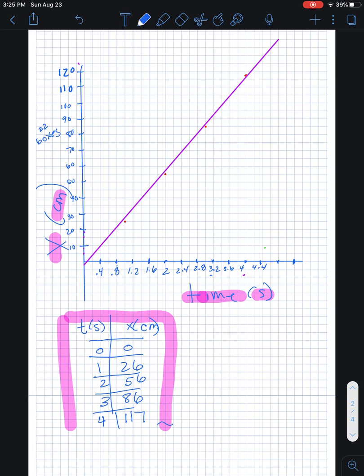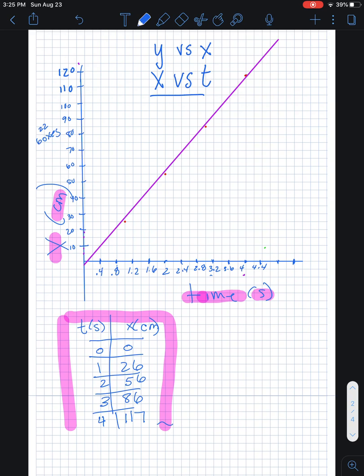We don't want that. And so your title is always going to be whatever's on your y-axis versus whatever's on your x-axis. So it's a little confusing that we call position x, but on our y-axis is position, and on our x-axis is time. So this is a position versus time graph for our Dune Buggy. That's the correct title for this graph. Make sure you've put a title on your graph.